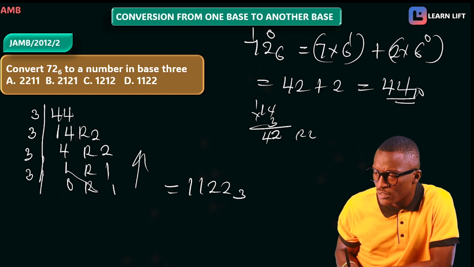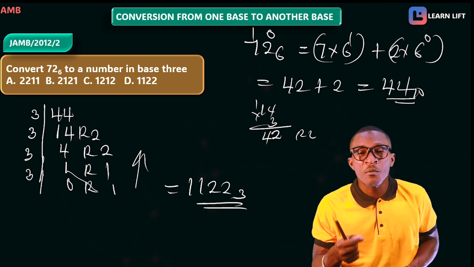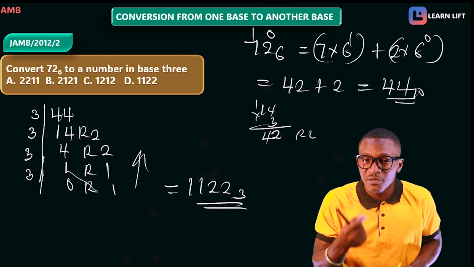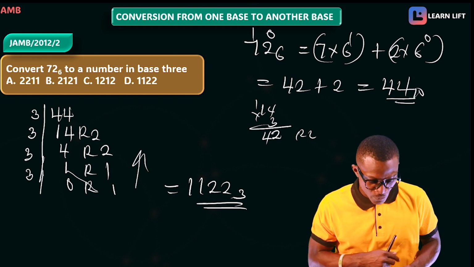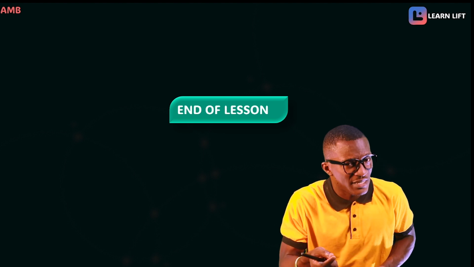Base what? Base 3. What can you see? One of the properties we said in the base is that all the numbers in that base will be less than the actual base. You can see that the base is base 3 and the highest number there is what? Is 2. Do you understand that? Quickly, that brings us to the end of this class.